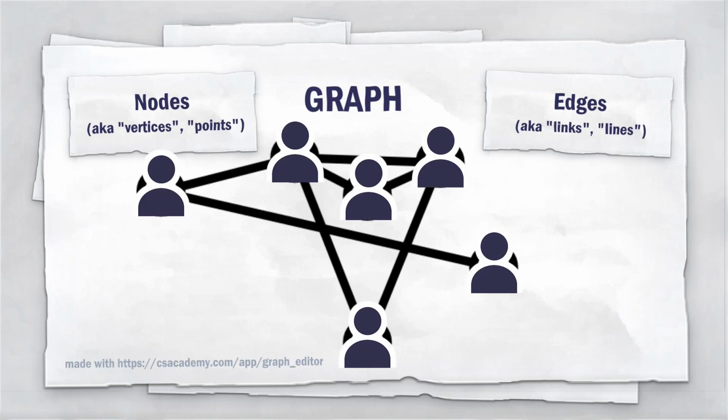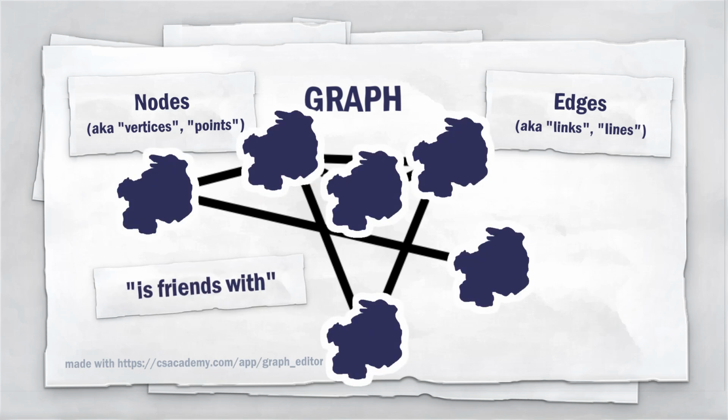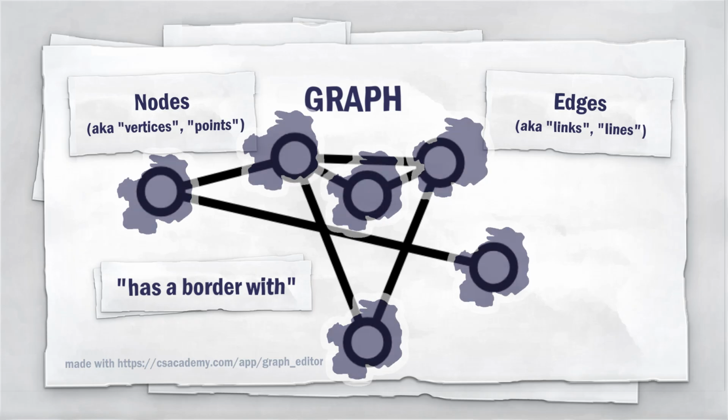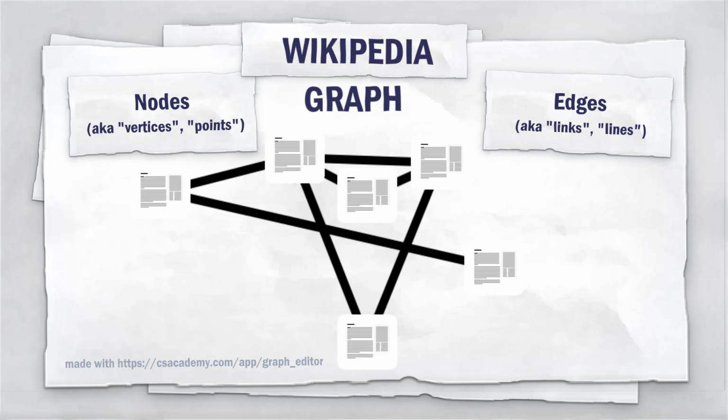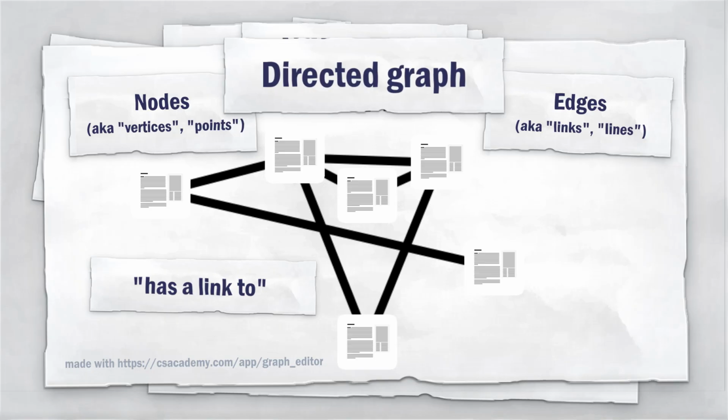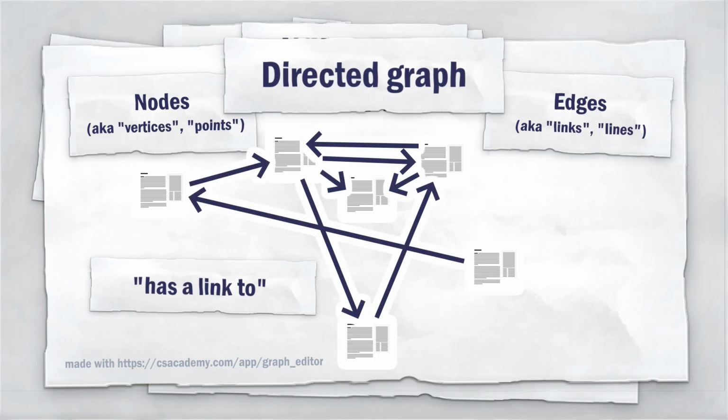Maybe the nodes are people and the edges mean "is friends with." Or maybe the nodes are countries and the edges mean "has a border with." And you can also think of Wikipedia as a graph. The nodes are the articles and the edges are the links that lead to other articles. If article A links to article B, those two nodes have an edge. This is what's called a directed graph, which means the edges have a direction to them. They don't have to go both ways.